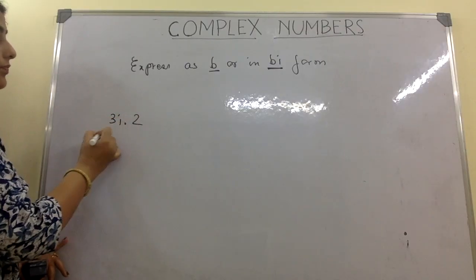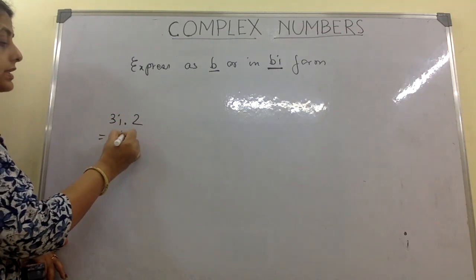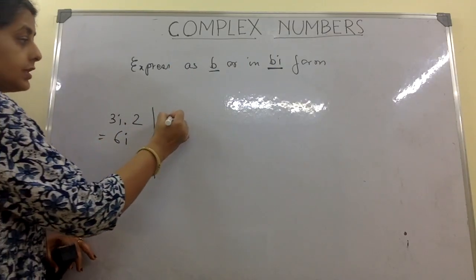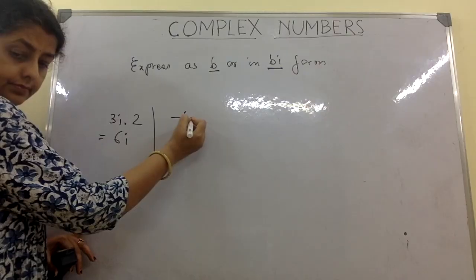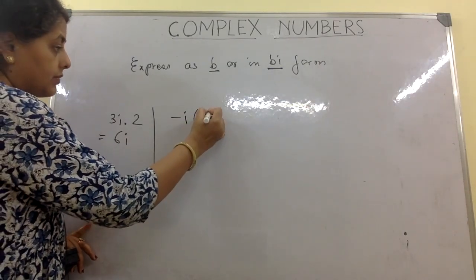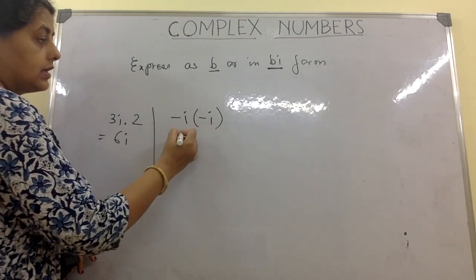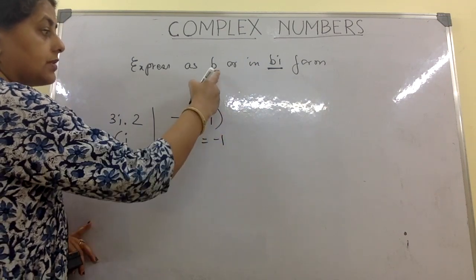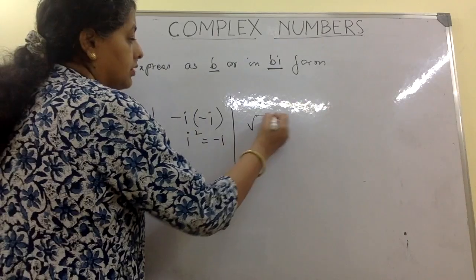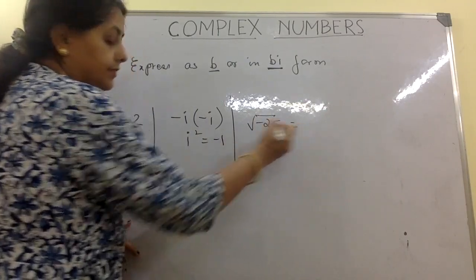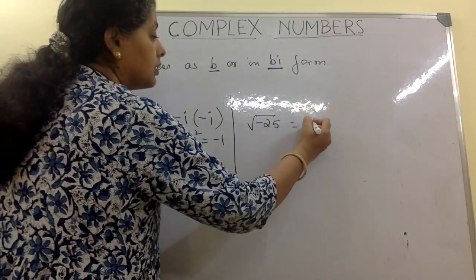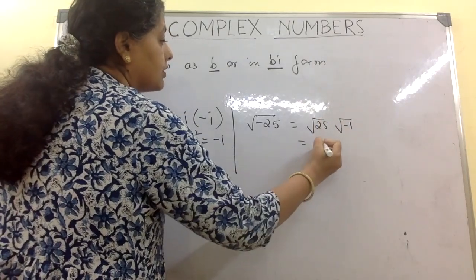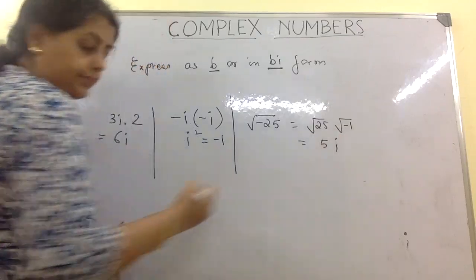3i dot 2. Now this is very simple, 6i means the BI form. Okay, next sum. Minus i and again minus i. This is plus i square, which is a minus 1. This is the B form. Okay, minus root 25, which is equal to root 25 root minus 1, which is 5i.